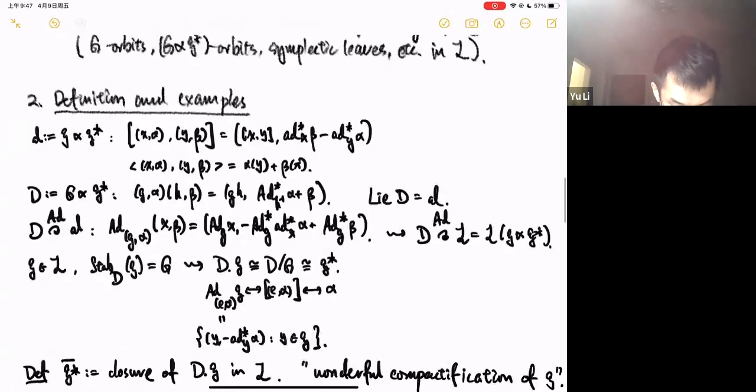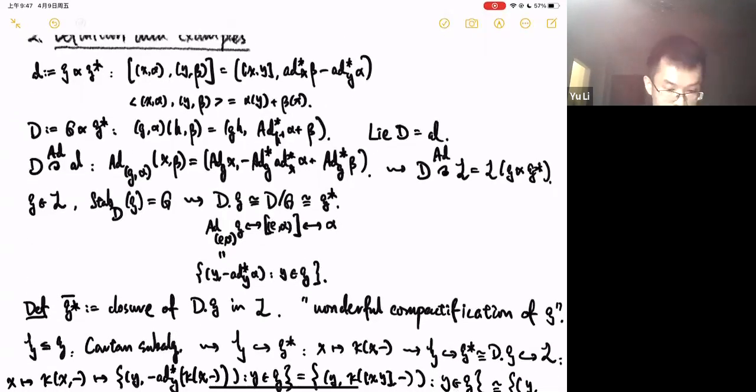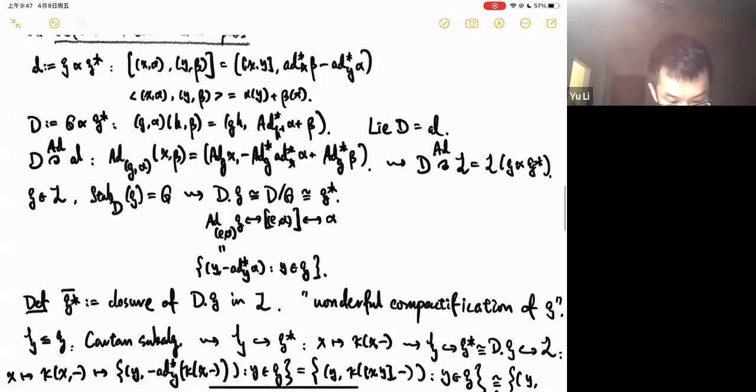So what is this Drinfeld double Lie algebra? I denote by fraktur d the Drinfeld double Lie algebra. Its Lie bracket is given like this. So (x, alpha) bracket (y, beta) is, in the first component, you just take the usual Lie bracket in g. In the second component, you just look at the coadjoint action. And for the angle bracket, you just essentially write down the only possible formula.